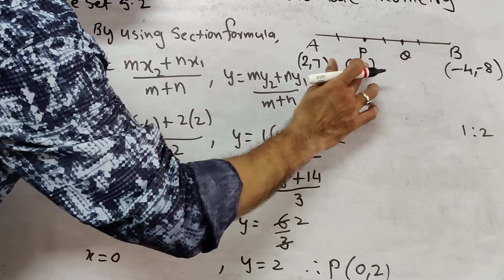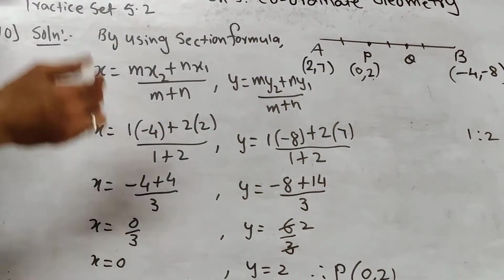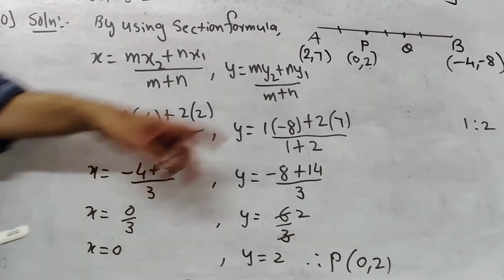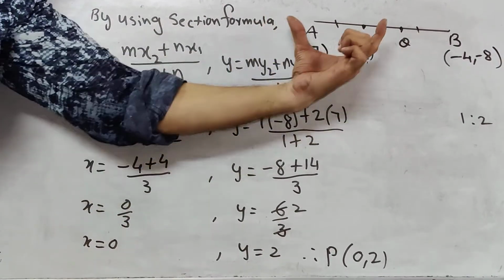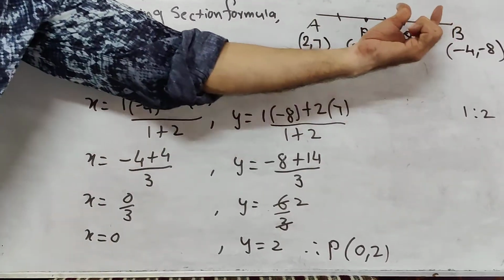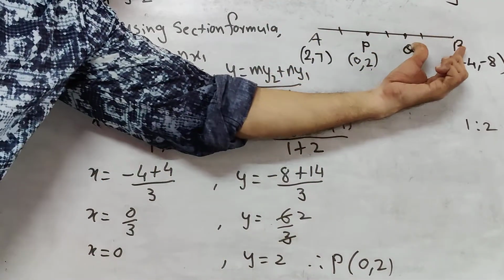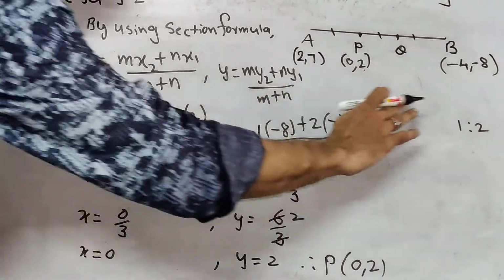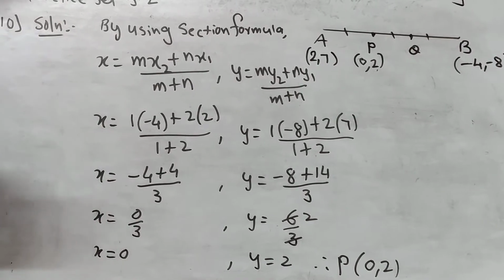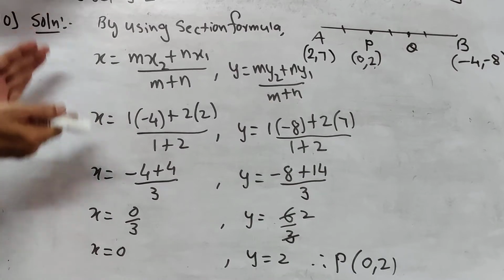Now you got the P coordinate here, 0, 2. Now same way we have to find out Q also. So for Q you can see directly, point Q divides segment AB in 2:1. Now m will be 2 and n will be 1. You can see instead of 1:2, for next it will be 2:1. So again we have to use the same section formula only. For the second part also we are using the section formula only.